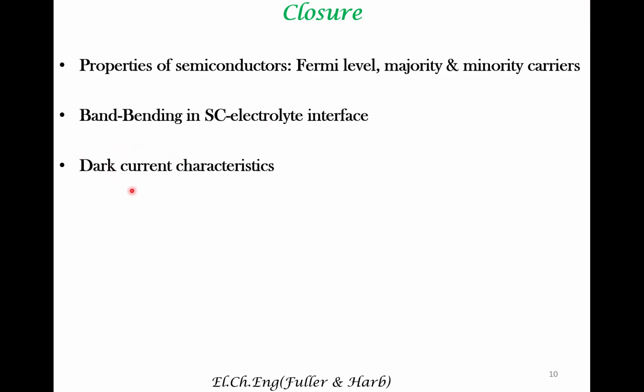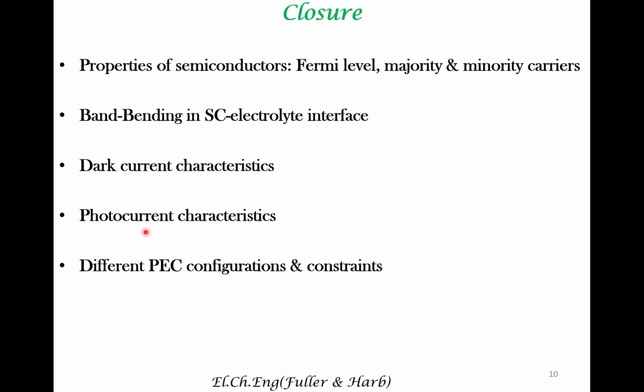You should understand the dark characteristic, what happens under forward bias and reverse bias. That is the current characteristic when there is no light in a semiconductor electrolyte interface. Then you should understand the photocurrent characteristic, due to what carriers, that is, whether the photocurrent is due to majority or minority carriers. That should be clear. And the underlying reason for minority carriers being the photocurrent contributors should also be clear. And we also looked at different photoelectrochemical configurations and constraints.